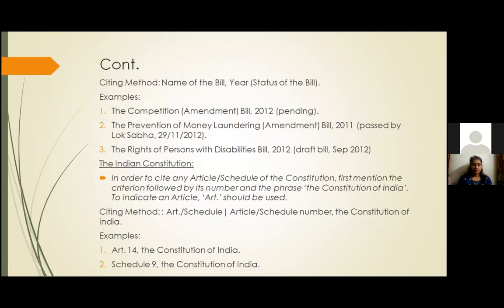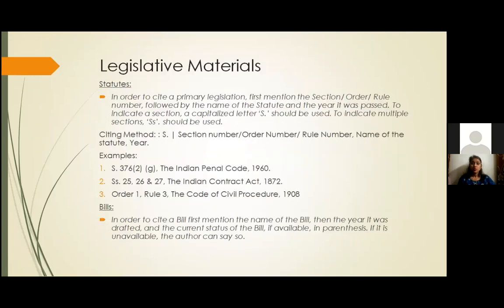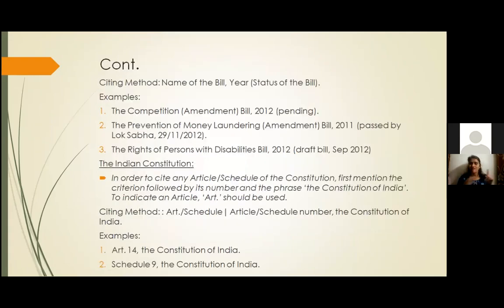Next is how to cite a bill. It is the name of the bill, the year, and the status of the bill. Is it passed, or pending, or a draft in the drafting stage? Then comes the Indian Constitution. We saw the procedural acts earlier, with the sections and all. Now let's see articles.